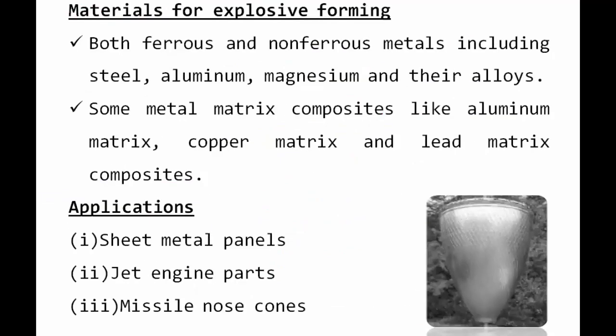What types of materials are used for explosive forming? Both ferrous and non-ferrous metals, including steel, aluminum, magnesium and the like. Some metal matrix composites are also used for explosive forming, like aluminum matrix, copper and lead matrix composites. Applications: sheet metal panels, jet engine parts, and missile nose cones. These products are produced with the support of explosive forming.